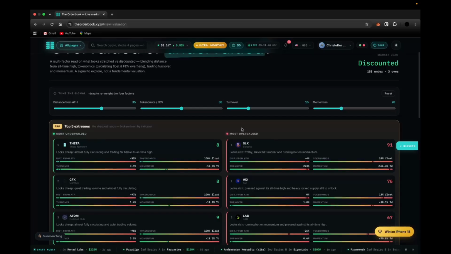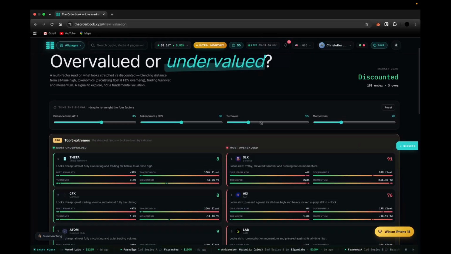Up here, you can see the overall market lean. Right now, it's showing discounted. And you can also see there are way more coins looking undervalued than overvalued. So this gives you a quick read on the whole market. Not just one coin, but the overall feeling across the coins being tracked.